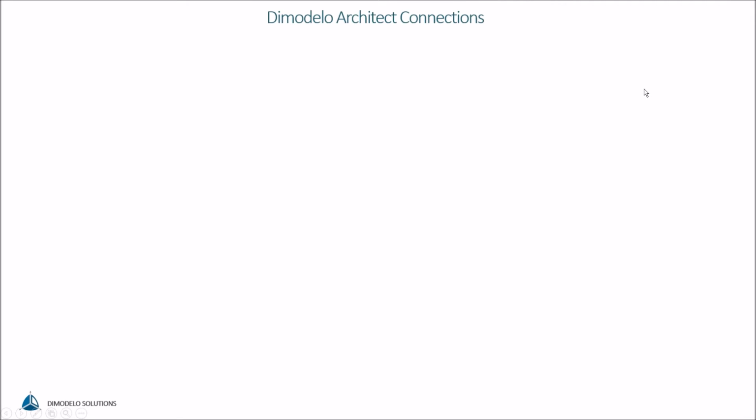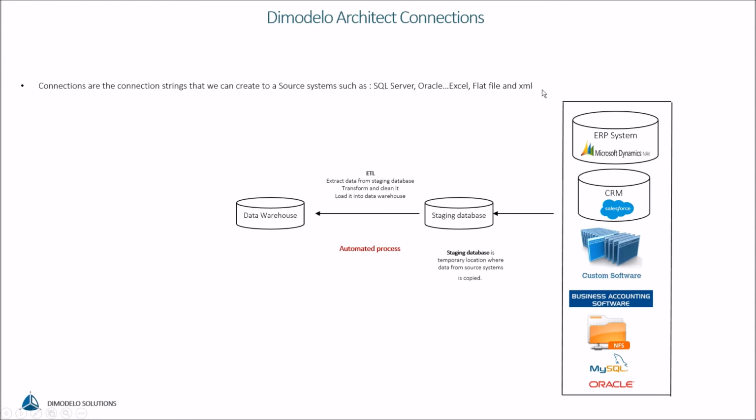So connections are the connection strings that we can create to a source system, such as a database platform like SQL Server, Oracle, and other database platforms. And we can create connections to Excel, flat files, and XML files as well. Basically, data is extracted from source system tables into the staging database.